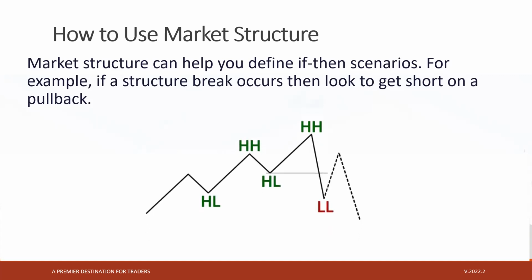Okay, so basically we can use market structure to define if-then scenarios, like where the market is about to change trend. So as you can see here, price is making higher highs, higher lows, higher highs, higher lows, higher highs. Then all of a sudden price made a lower low. We can expect a potential lower high to then make a new lower low. So this can help us to get into, or prepare ourselves to get into, potential trades based on understanding the structure of the markets.